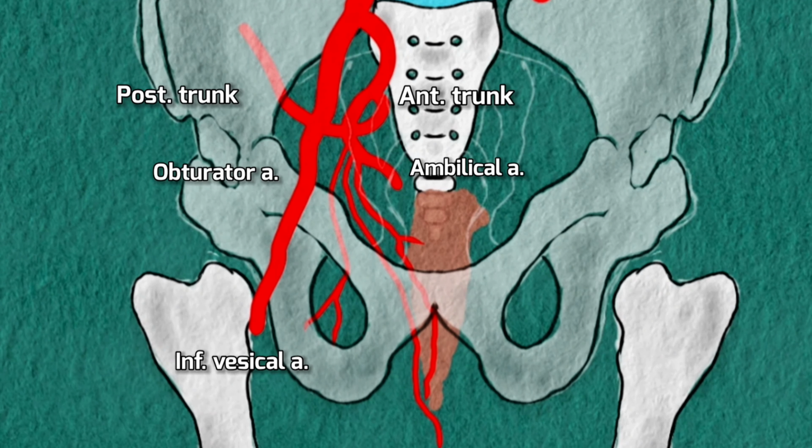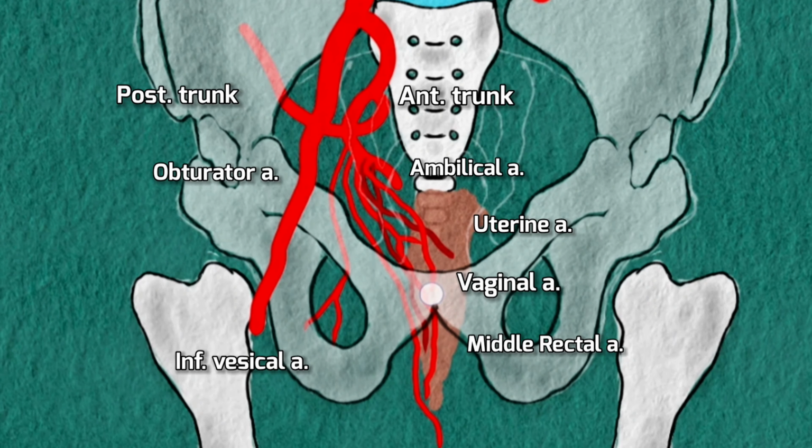In males, it also supplies the prostate gland and seminal vesicles. The vaginal artery in females descends to the vagina, supplying additional branches to the inferior bladder and rectum. The uterine artery in females supplies the uterus. The middle rectal artery, in males and females, travels medially to supply the distal part of the rectum. It also forms anastomoses with the superior rectal artery, which is derived from the inferior mesenteric, and the inferior rectal artery, which is derived from the internal pudendal artery.